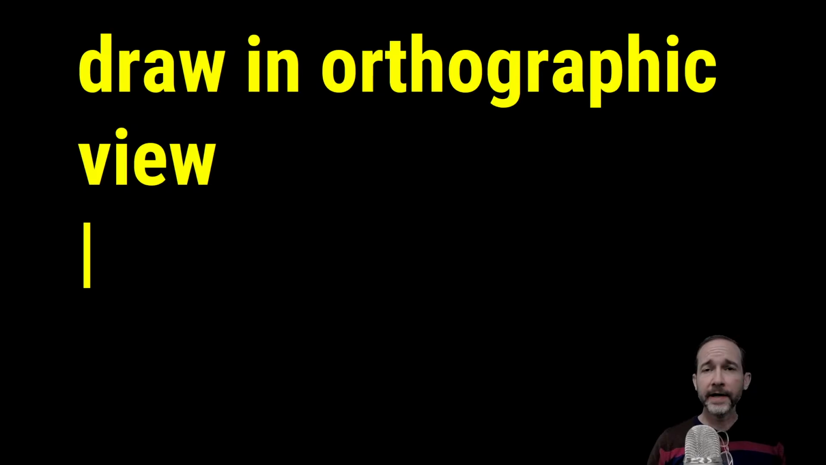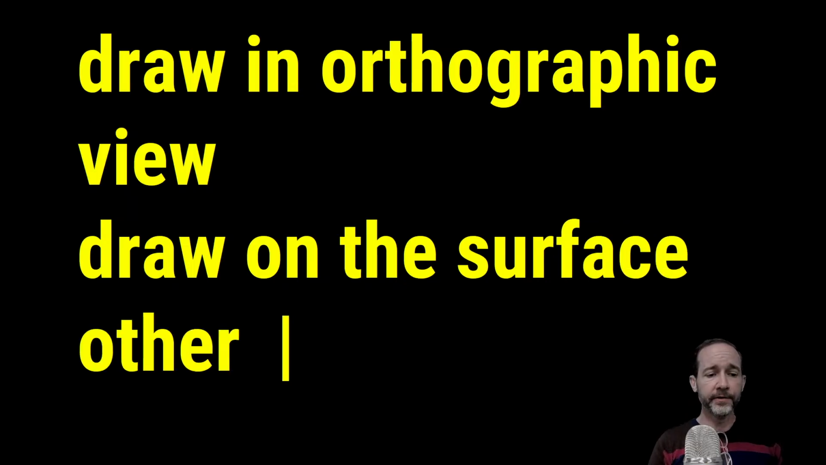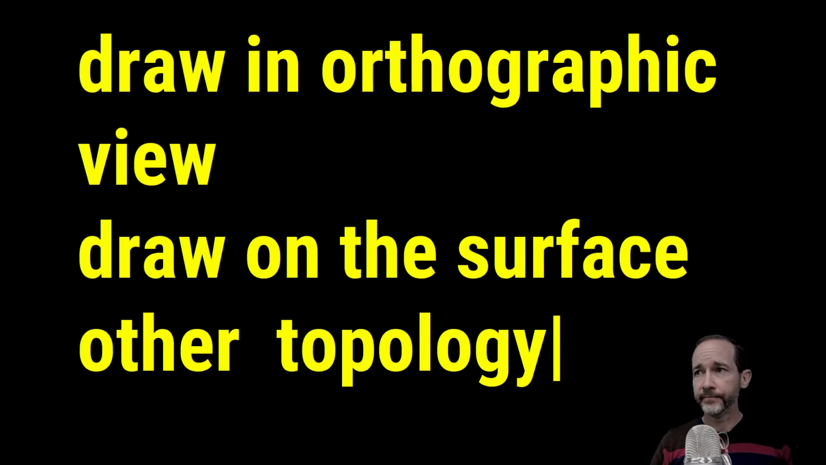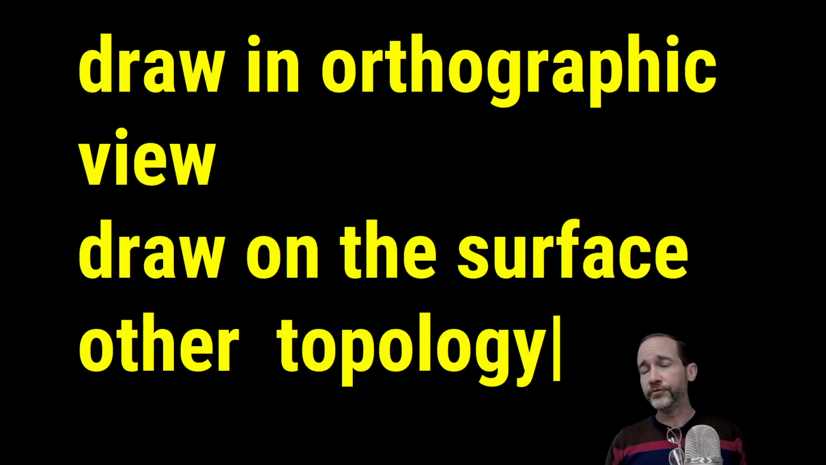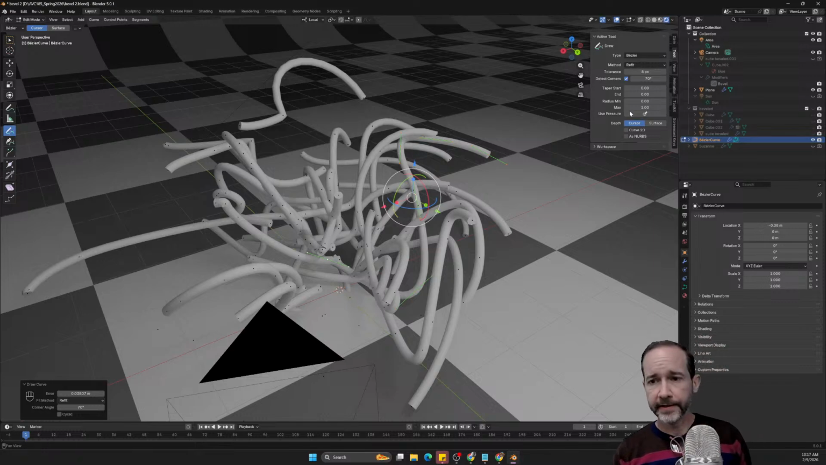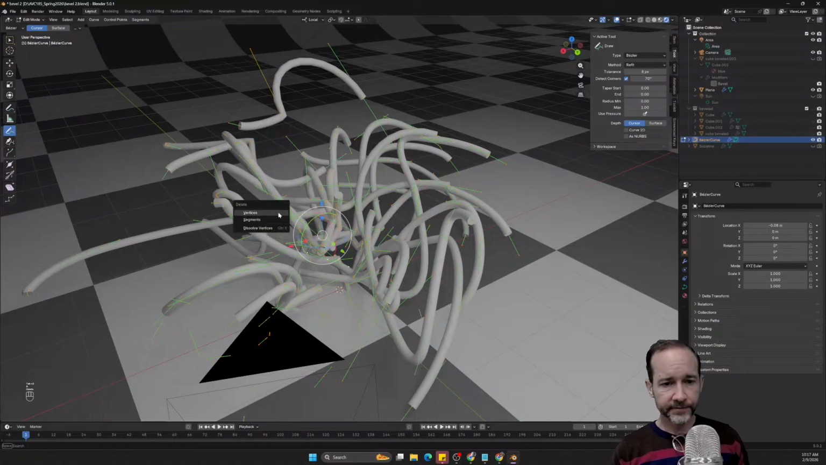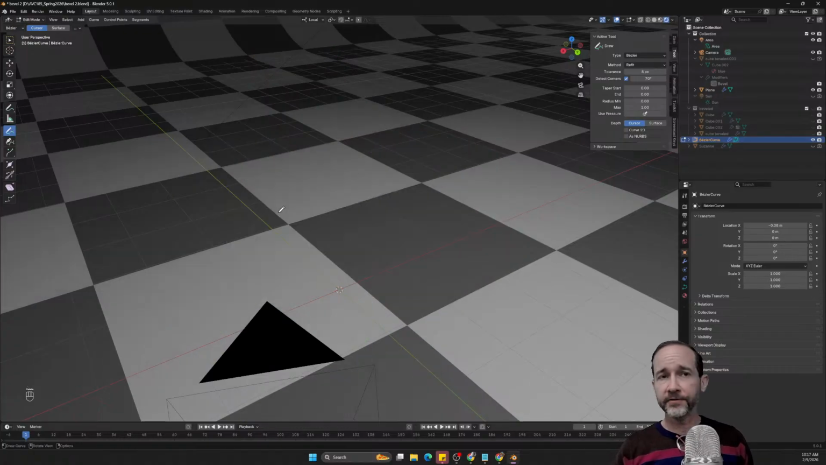But that's one option. The other option here is to draw on the surface of some other topology, right? Maybe you just use the topology as a guide and then we don't see it later, or maybe you end up using it or not. So, for instance, I'm going to tab into edit mode here on this one, press A, and delete all of these vertices. There we go, I'm back to just nothing.